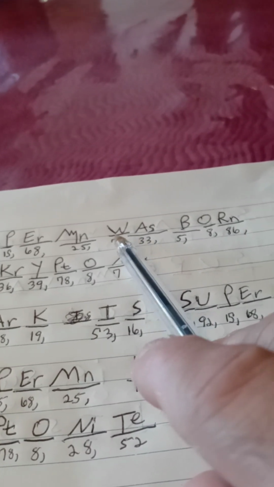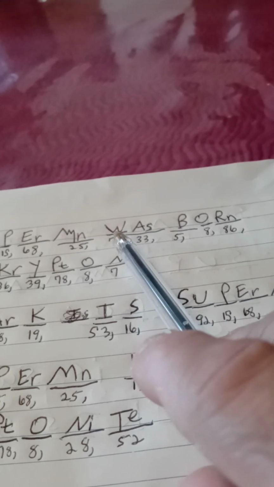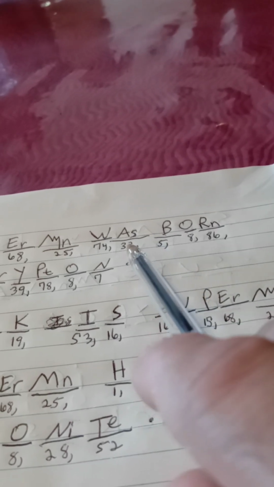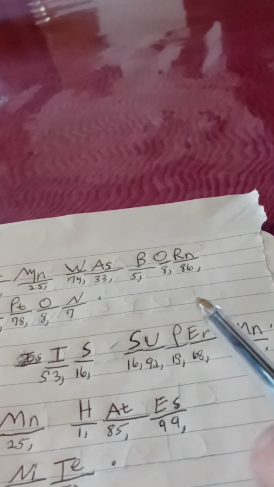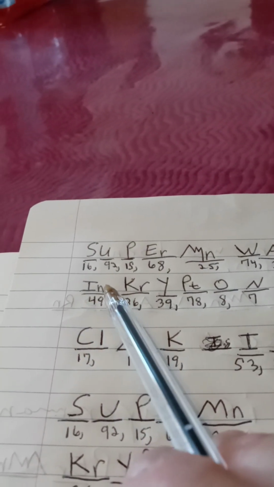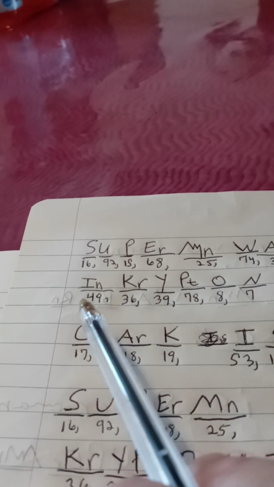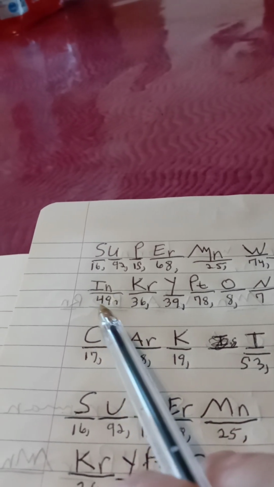Now, Was. Capital W for tungsten is 74. Capital A and a small s is for arsenic, which is 33. Capital B, 5, is for boron. Capital O is for oxygen. Capital R and a small n is for radon. Capital I and a small n is for indium, which is 48.